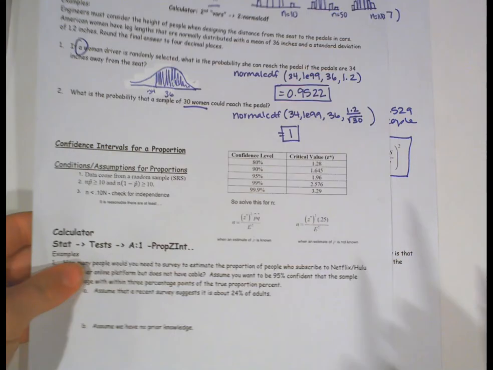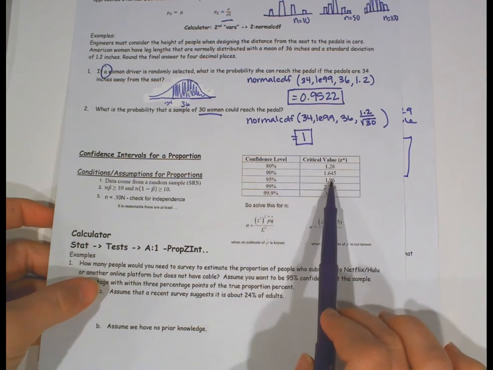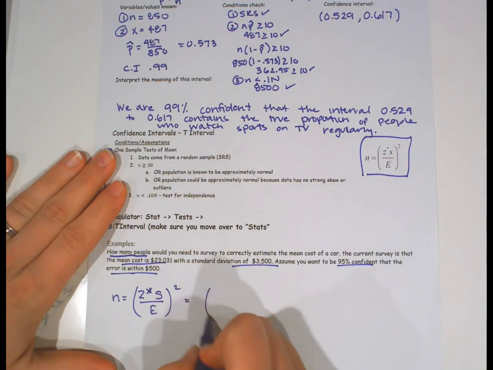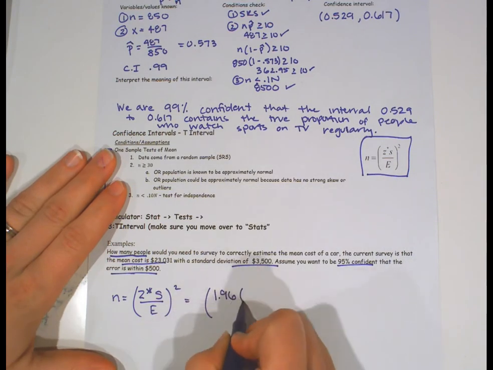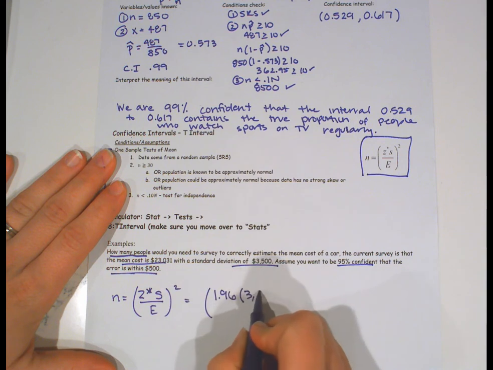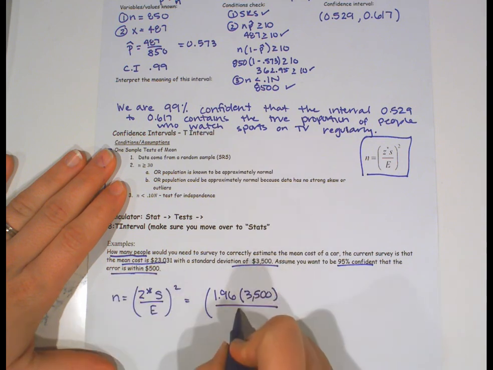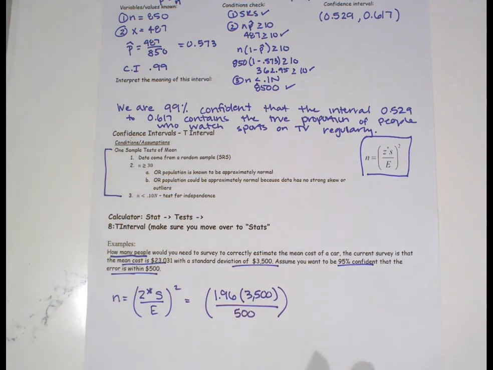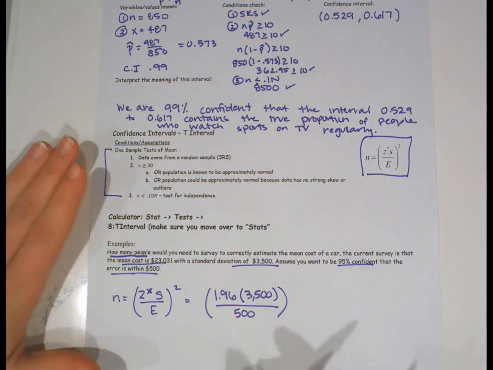If we want to be 99% confident, we use the critical value 1.96. So we would have 1.96. Our standard deviation is 3,500. And then we want our error to be within $500. In this case, our error is not a percentage, so we don't turn it into a decimal. Our error is actually an amount when we're talking about these on a t-test.